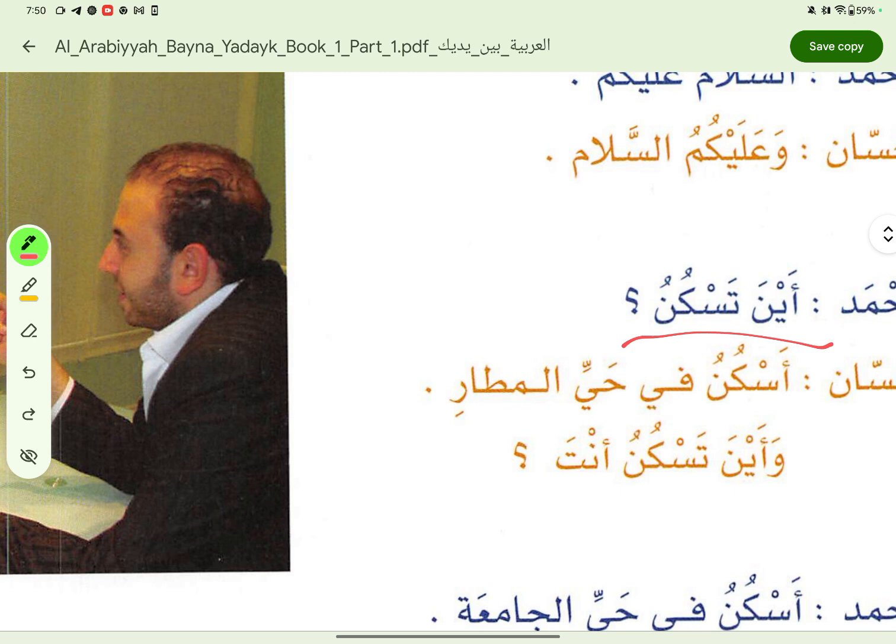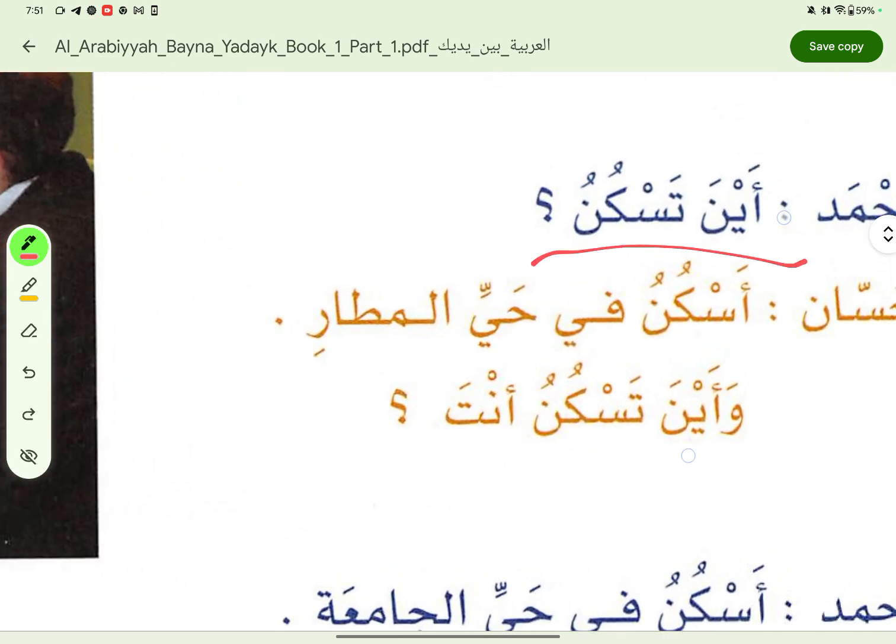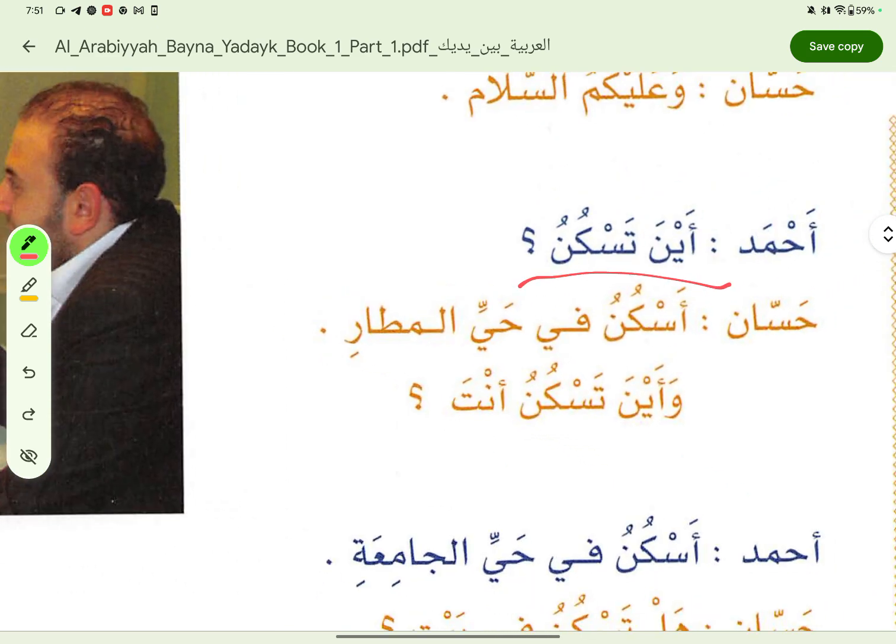But when you're speaking to somebody, you can tell that we're not using it in the form of she, but rather in the form of you, male. And when we're speaking about she or her, like where is she? What is she doing? You could tell that we're referring to a female. So when the time comes, we'll get into that. But for now, just pay attention to the verb itself, teskunu. Aina teskunu. Where do you reside?